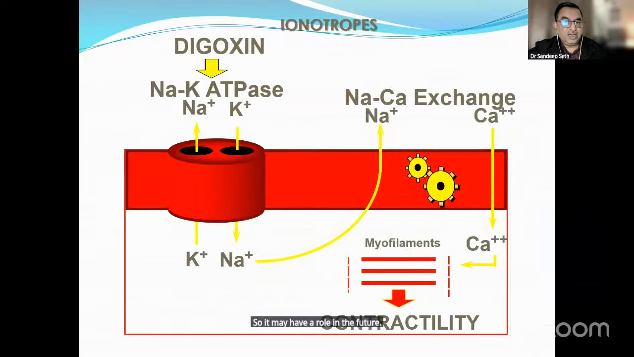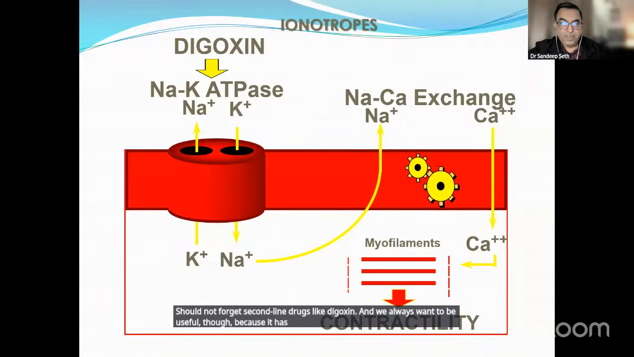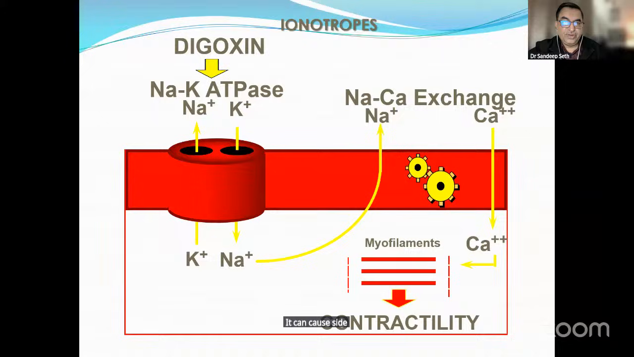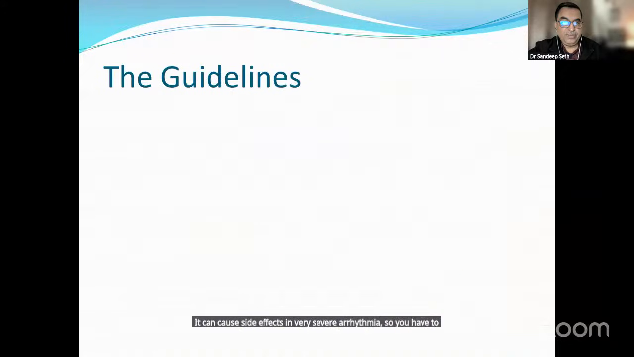We should not forget second-line drugs like digoxin. It has always been found to be useful, though because it has a narrow safety margin, it can cause side effects and very severe arrhythmia, so it has to be used very carefully.